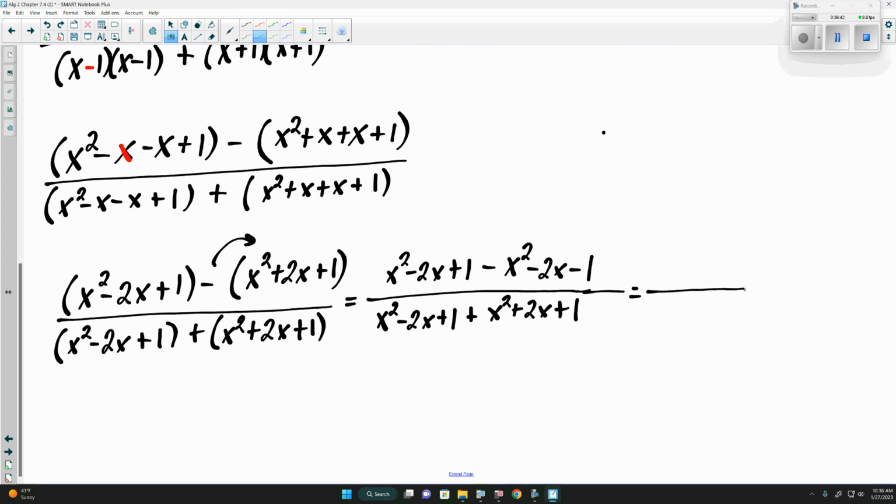Looking at the numerator, x squared minus x squared is what? X squared minus x squared is 0. Negative 2x minus 2x is negative 4x. And 1 minus 1 is 0. So the numerator is negative 4x.